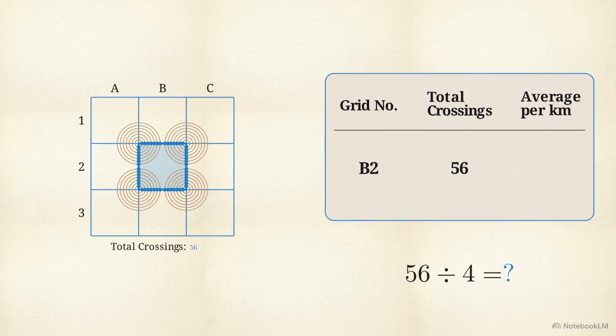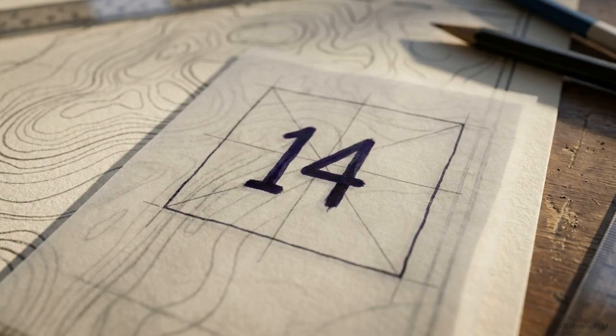Divide that total by 4 to calculate the average number of crossings per kilometer. For square B2, our average is 14. This average crossing number serves as the raw mathematical proxy for surface roughness within that specific square kilometer.